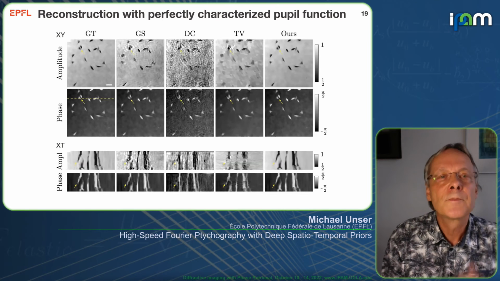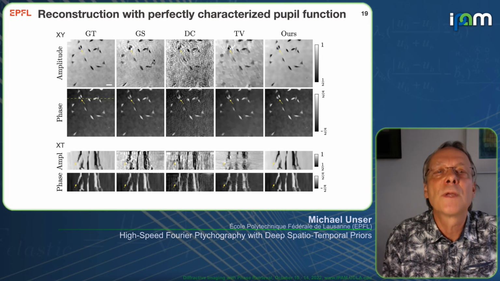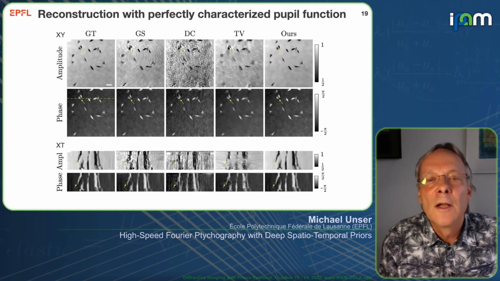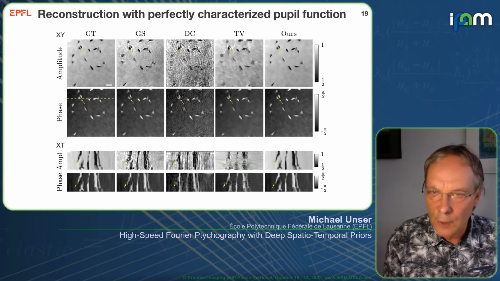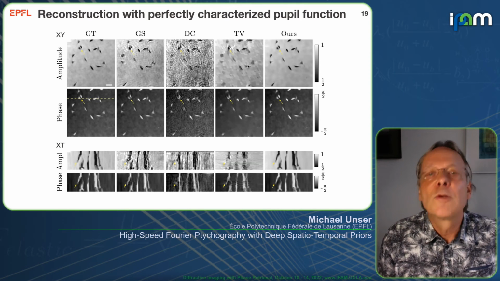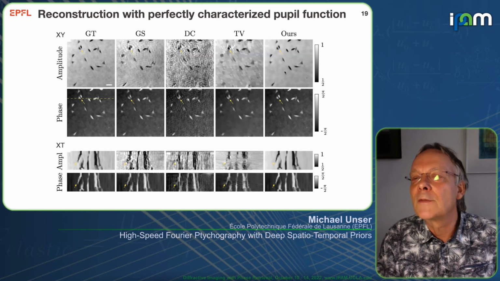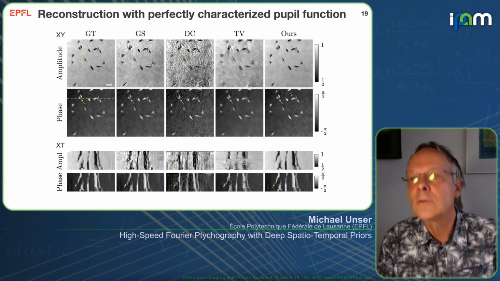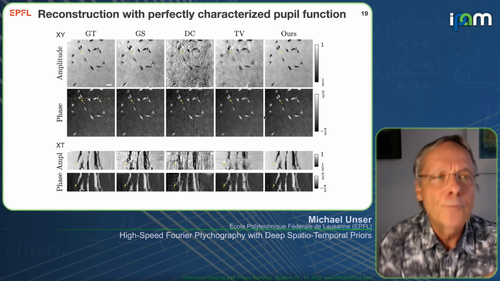And here are the results. Okay, so that's the ground truth. Gerchberg-Saxton, and you see this ringing artifact. The data consistency doesn't do too well. Those don't do so well because they don't have so much data to reconstruct from. The total variation maybe does a little better, but it's still not so high resolution, and that's the output of our reconstruction. Likewise for the phase image, you see that the reconstruction is pretty good here. It looks very much like a cleaned up version of the ground truth.